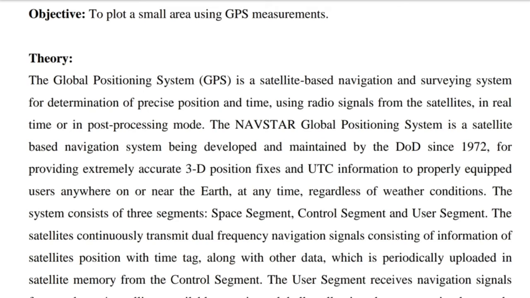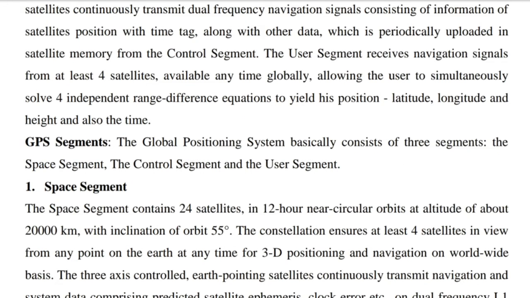The satellite continuously transmits dual-frequency navigation signals consisting of information of the satellite's position with time tag, along with other data which is periodically uploaded in satellite memory from the control segment. The user segment receives navigation signals from at least 4 satellites available anytime globally, allowing the user to simultaneously solve 4 independent range difference equations to yield his position, latitude, longitude and height, and also the time.